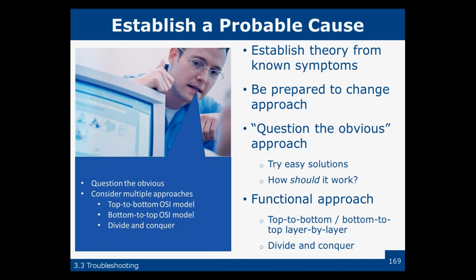Establish a theory from the known symptoms, and this is going to be based on what you see and are told. In the book they say, establish a theory, question the obvious, consider multiple approaches, top to bottom or bottom to top of the OSI model, and then the divide and conquer thing. What is going on? What are the obvious symptoms?